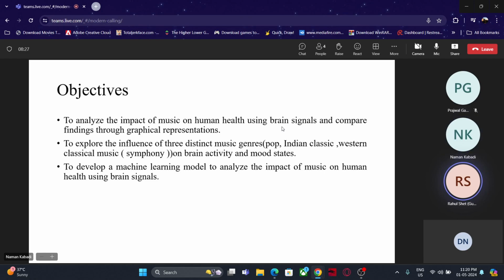So we have used three different music pieces. For Indian classic, we have used an Alebela song. For pop, we have used a Hollywood song, and for instrumental, we have used Beethoven music. So our objective is to develop a machine learning model to analyze the impact of music on human health using these brain signals.